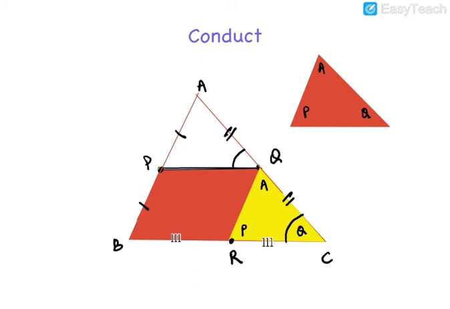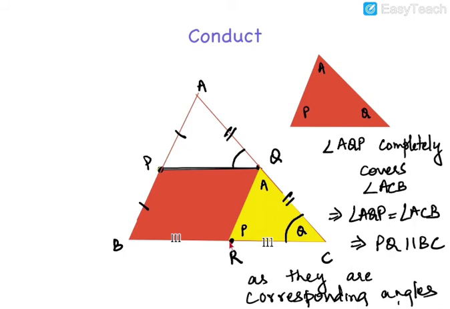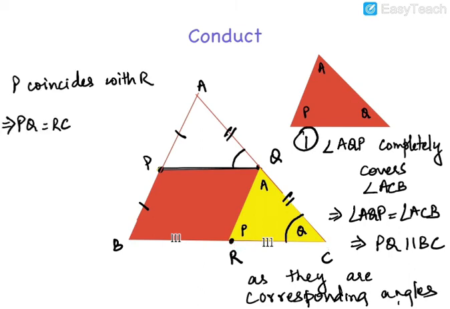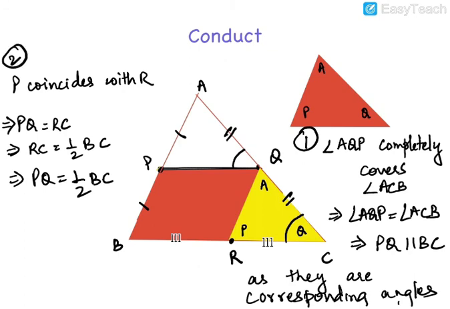Also, point P coincides with R. This means that PQ is equal to RC. But we know that R is the midpoint of BC. So we can say that RC is half of BC. So this implies PQ is half of BC. So that proves the second part of this theorem. So we have shown that PQ is parallel to BC and half of it.